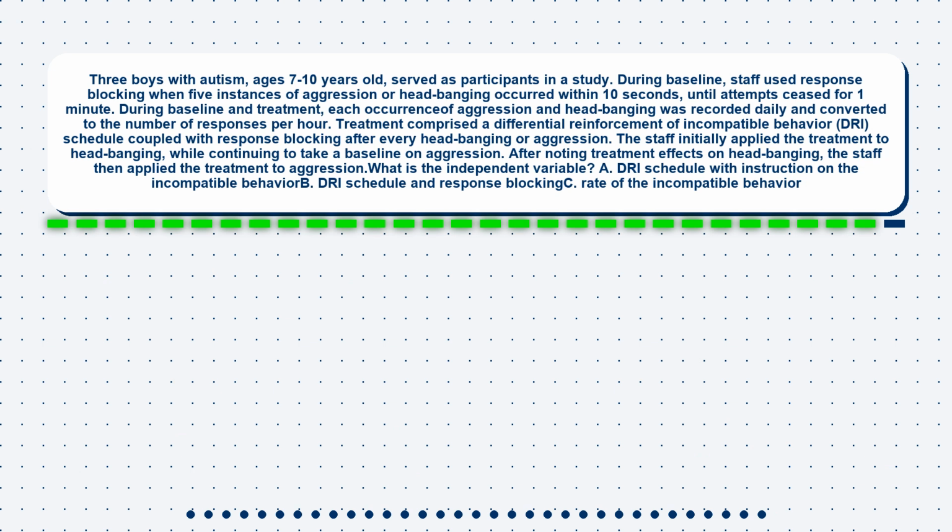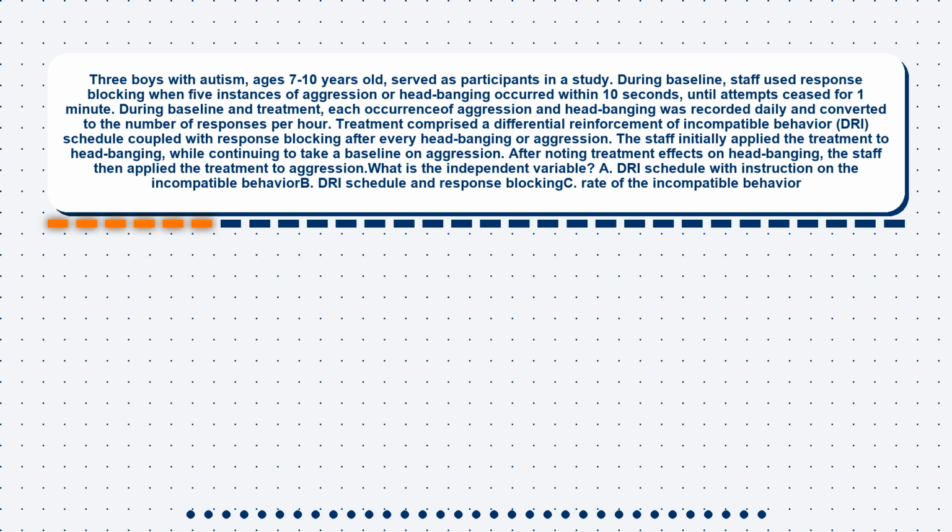Question 26. 3 boys with autism, ages 7 to 10 years old, served as participants in a study. During baseline, staff used response blocking when 5 instances of aggression or headbanging occurred within 10 seconds, until attempts ceased for 1 minute. During baseline and treatment, each occurrence of aggression and headbanging was recorded daily and converted to the number of responses per hour. Treatment comprised a differential reinforcement of incompatible behavior (DRI) schedule coupled with response blocking after every headbanging or aggression. The staff initially applied the treatment to headbanging, while continuing to take a baseline on aggression. After noting treatment effects on headbanging, the staff then applied the treatment to aggression.